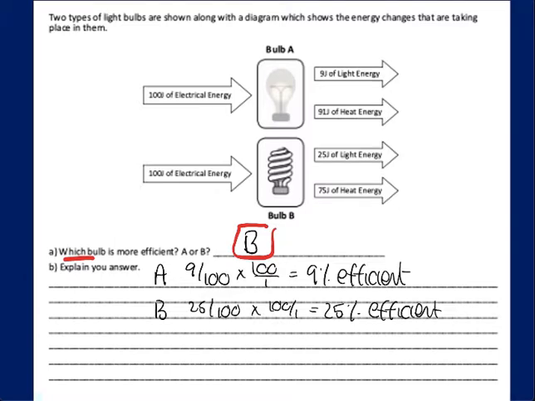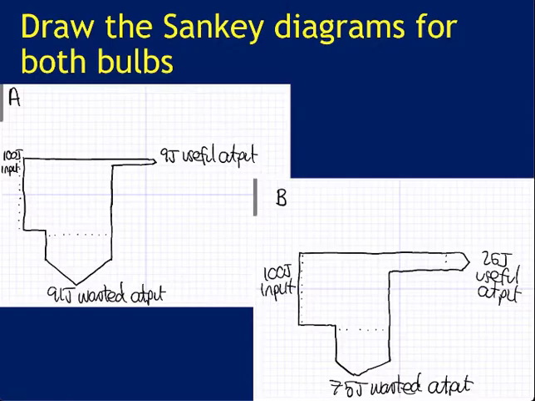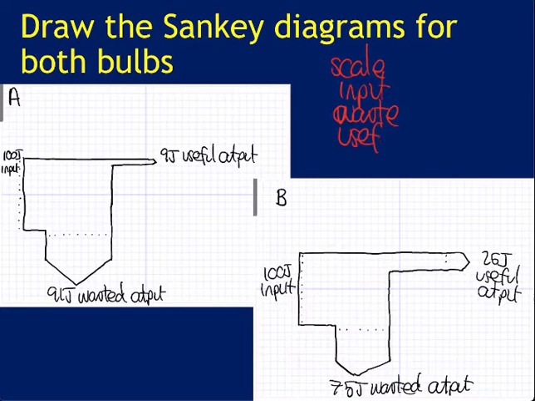The explanation of your answer is the working out of your maths. So for bulb A, it was 9% useful output divided by 100, which was the input. Turn that into a percentage, gave us 9%. And for bulb B, it was 25 useful divided by 100 input, gave us 25% efficient. So bulb B is more efficient. So that's the explanation in this instance, using the maths. You then had to draw a Sankey diagram. So again, you are picking your scale. You did your input, you did your wasted output, you did your useful, and then you do your labels. So you need to make sure you have all of those things.